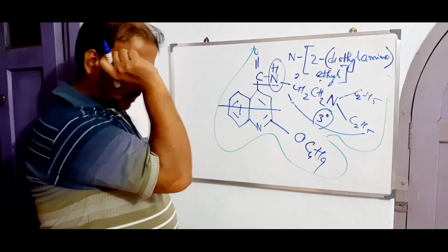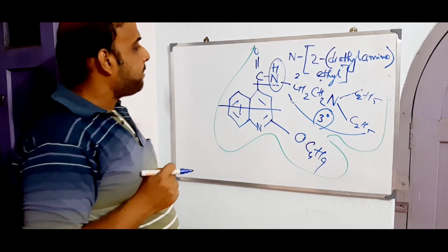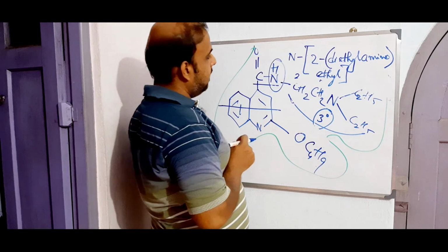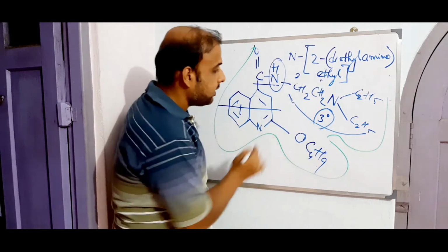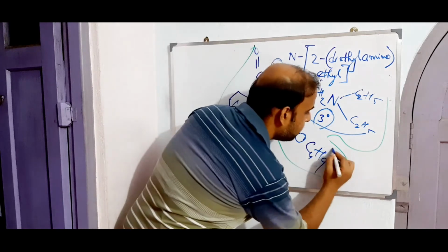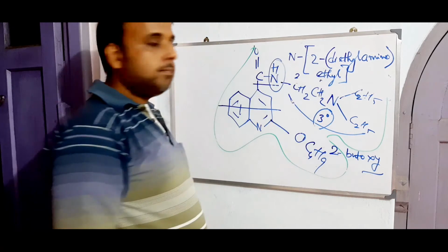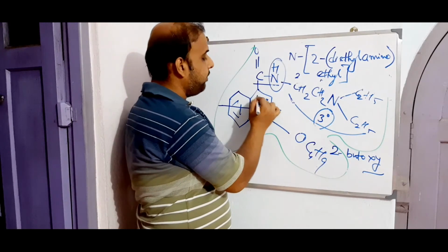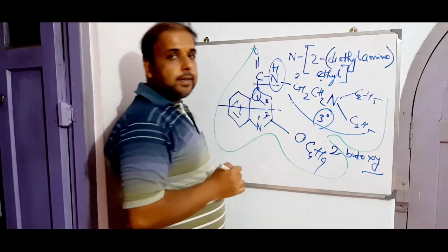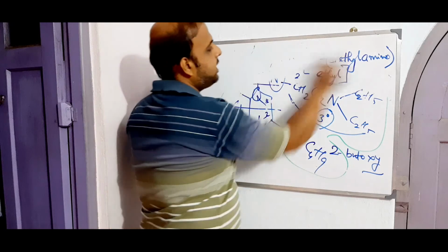Now, what next actually? The next is this one, that is 2-butoxy. So 2-butoxy, and then finally quinoline 4, because 1, 2, 3 and 4, carboxamide. So this is how the IUPAC name we can generate. So this is about the IUPAC name.